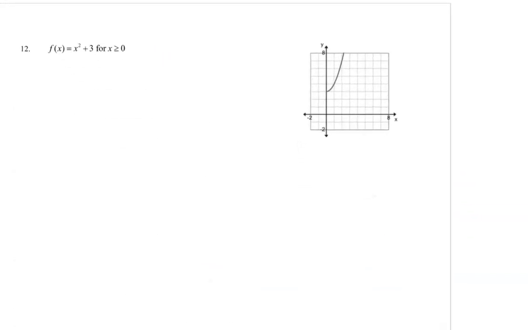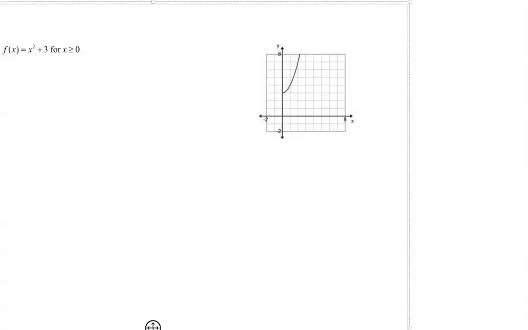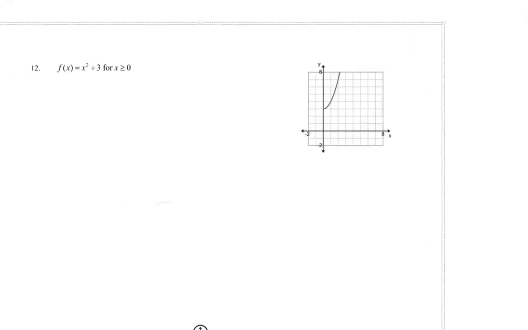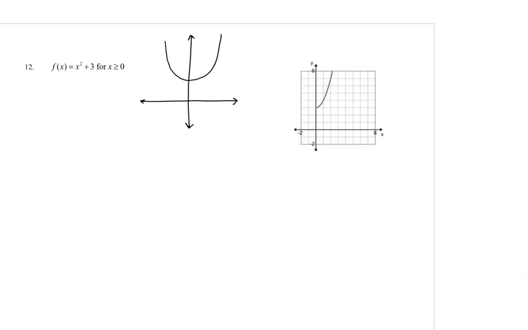In our next example, we start off with a function that, as it would be originally written, x squared plus 3, would not have an inverse because we know that the graph of x squared plus 3 is a parabola that was shifted up 3, and that graph does not pass the horizontal line test.